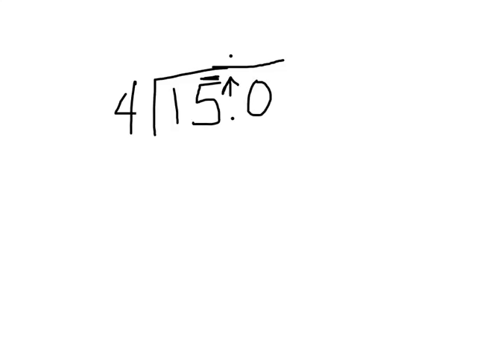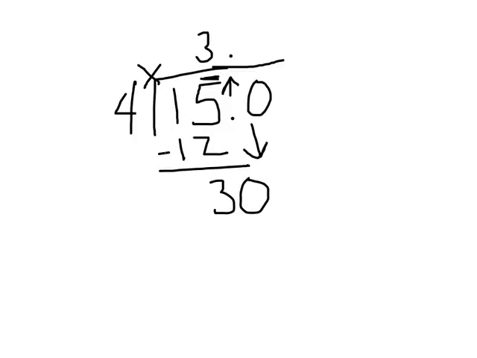4 goes into 15 how many times? 4 goes into 15 3 times. What's 3 times 4? 3 times 4 is 12. When I subtract, I have 3 left over. I can bring down my 0 from the tenths place. How many times does 4 go into 30? 4 goes into 30 7 times. What's 7 times 4? It's 28. What's 30 minus 28? Well, 10 minus 8 is 2, 2 minus 2 is 0.